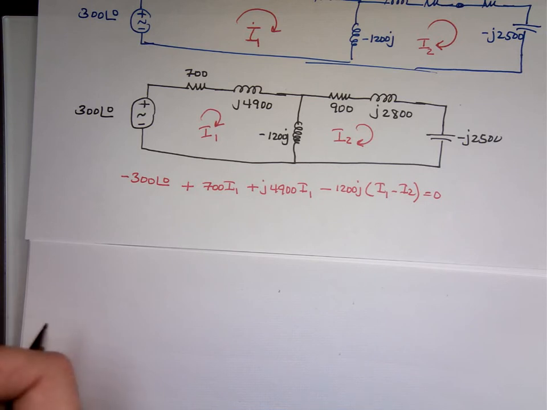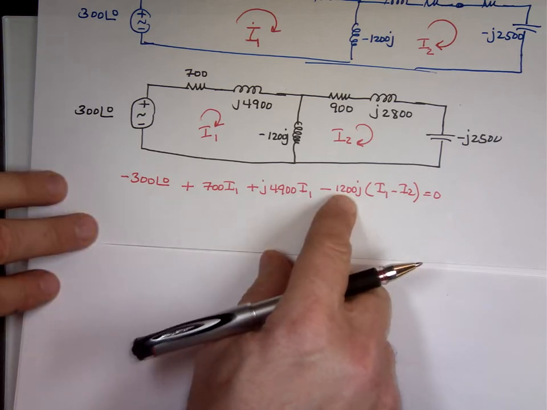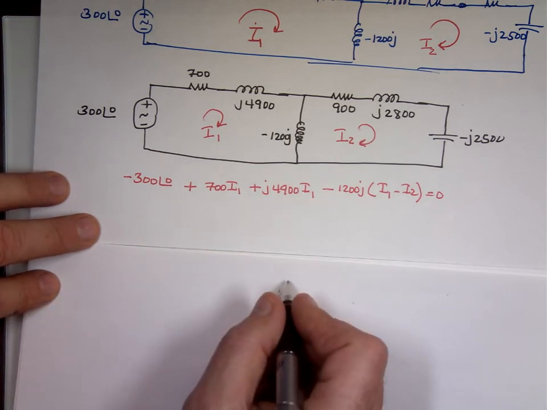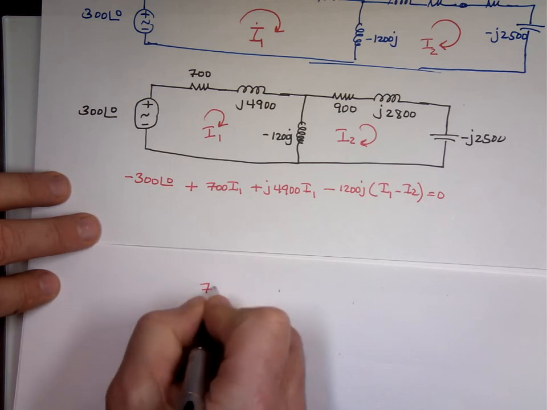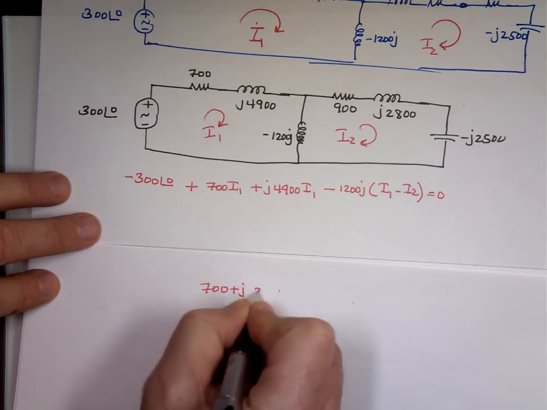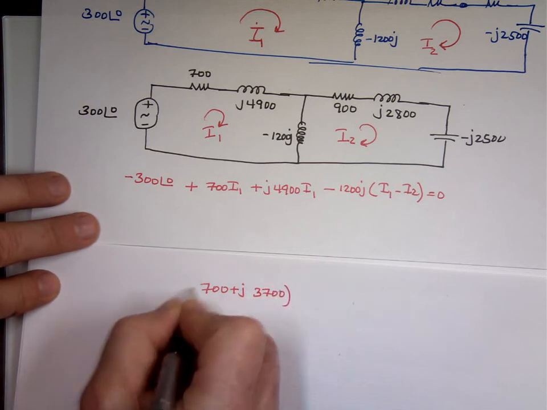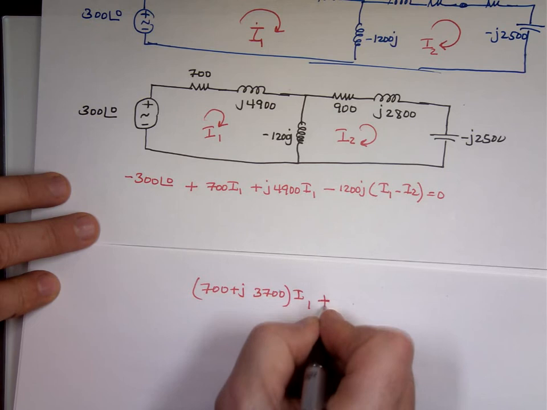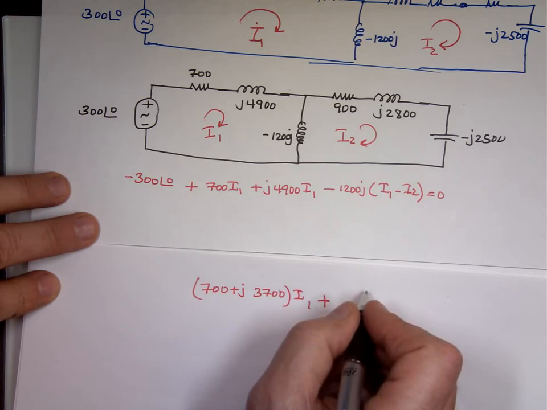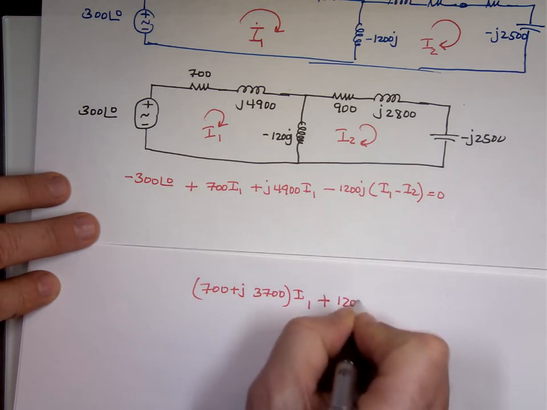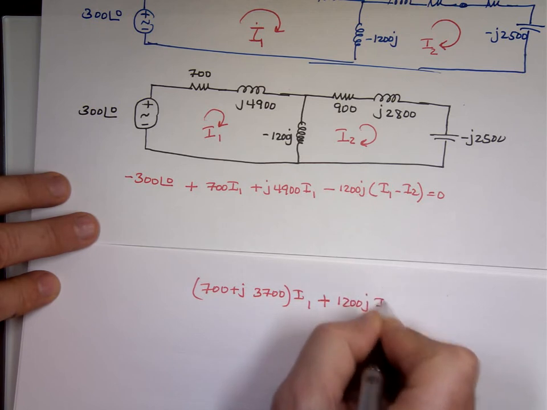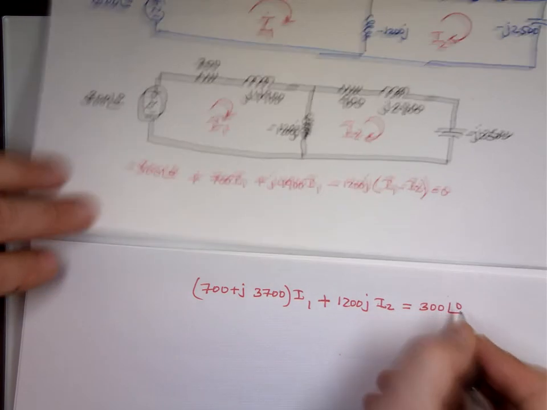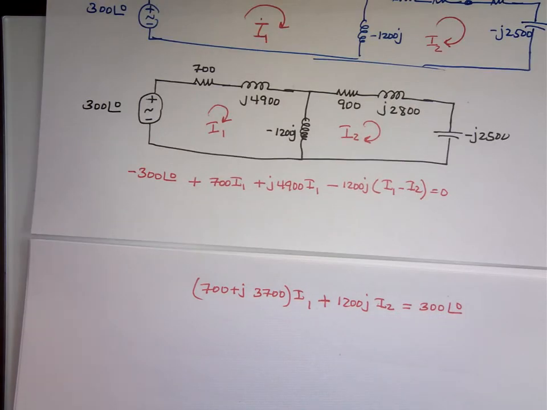So that's negative 1200 j plus 4900. What's 49 minus 1200? Is it 37? So 700 plus j 3700 I sub 1 plus 1200 j I sub 2 is equal to 300 angle 0. Since that's a negative inductor in there, isn't that technically just a capacitor? Well, value-wise, yep.